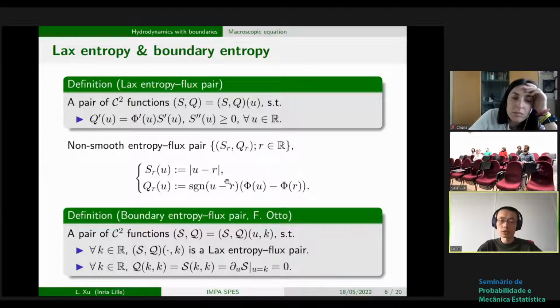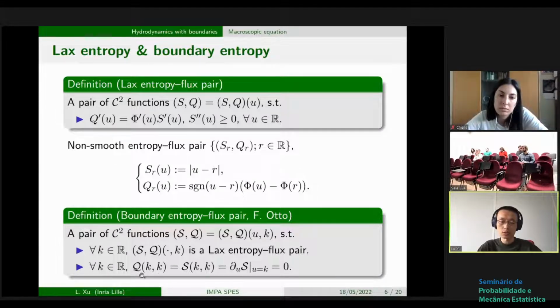And this is the entropy. To define the boundary condition, we also need the boundary entropy flux pair. This definition was first given by Felix Otto in his PhD thesis. The boundary entropy flux pair is a pair of two-variable functions S and Q. The two variables are u and k. The first variable is the same as the variable in the Lax entropy, so if I fix the second variable, then it is just a Lax entropy flux pair. The second variable is the place where I want to put the boundary condition.